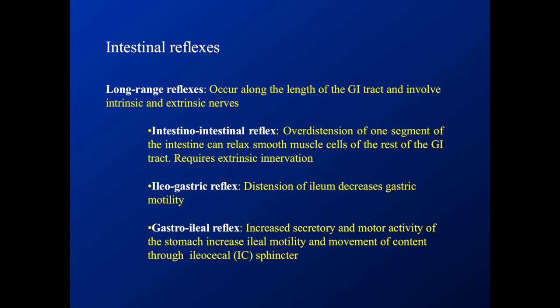And so these are several intestinal reflexes that are seen in the small intestine, and these are generally long-range reflexes as opposed to the law of the intestine, which is short-range. The long-range intestinal reflexes require central nervous system functions, and you have the intestino-intestinal reflex, where overdistension of one segment of the intestine tends to relax smooth muscle cells of the rest of the GI tract. This prevents blockages. It just allows the intestine to adapt to large quantities of food.